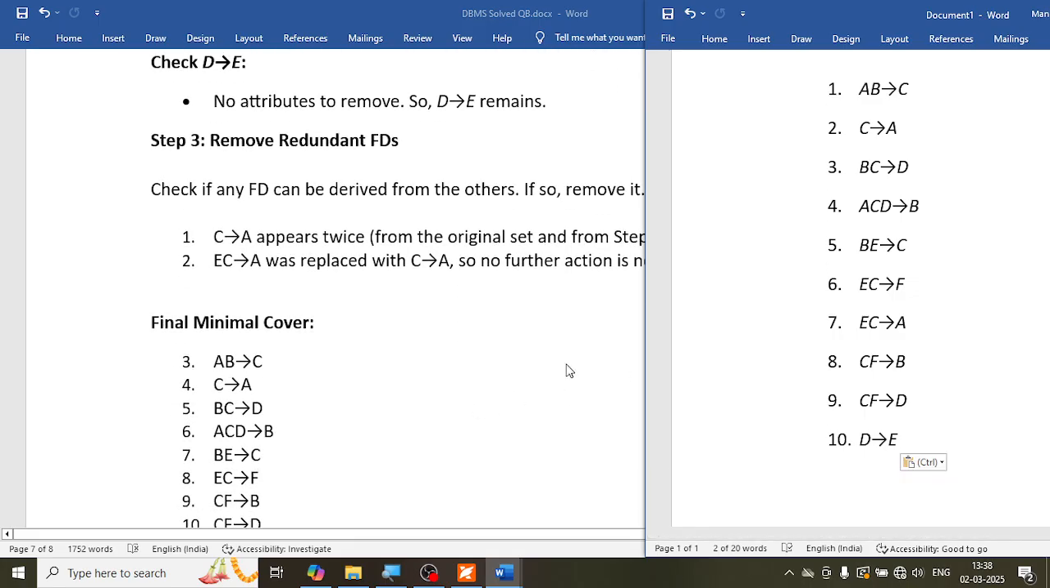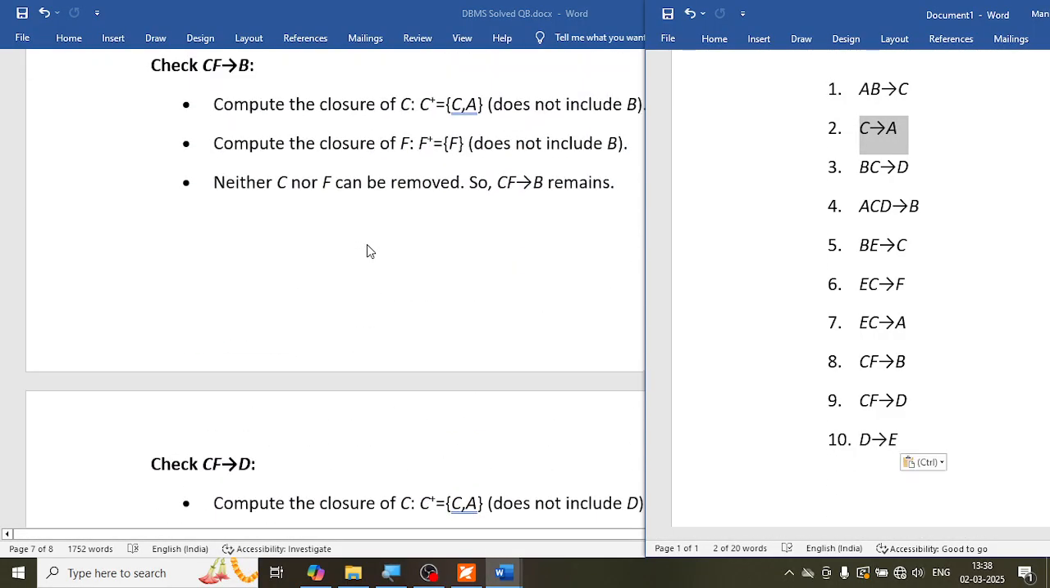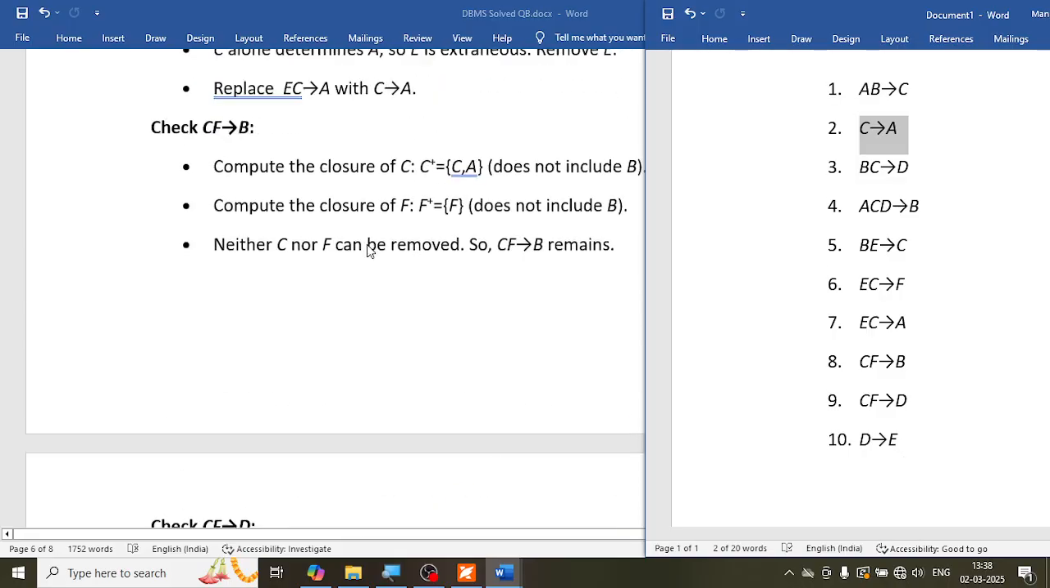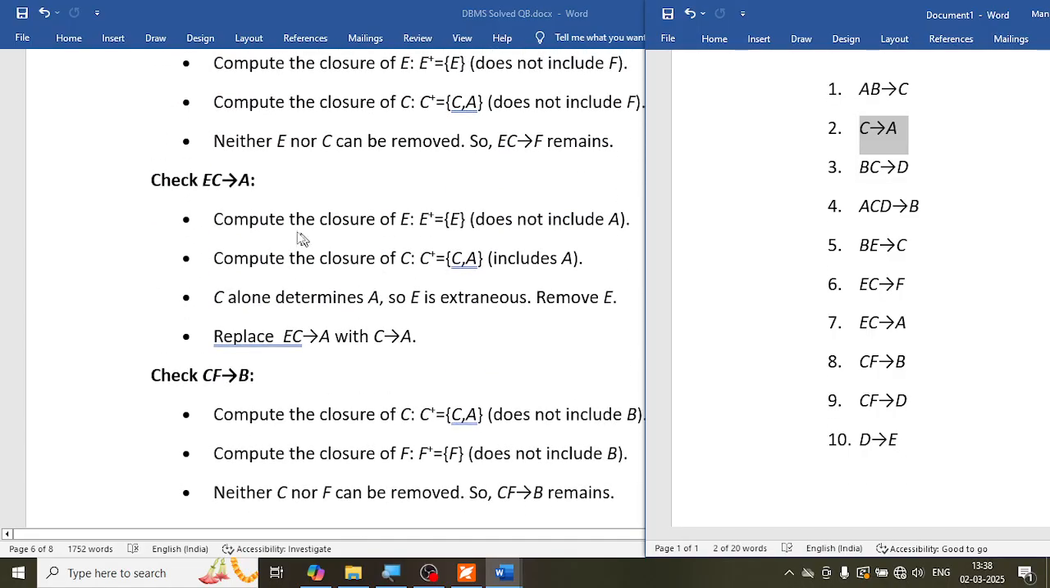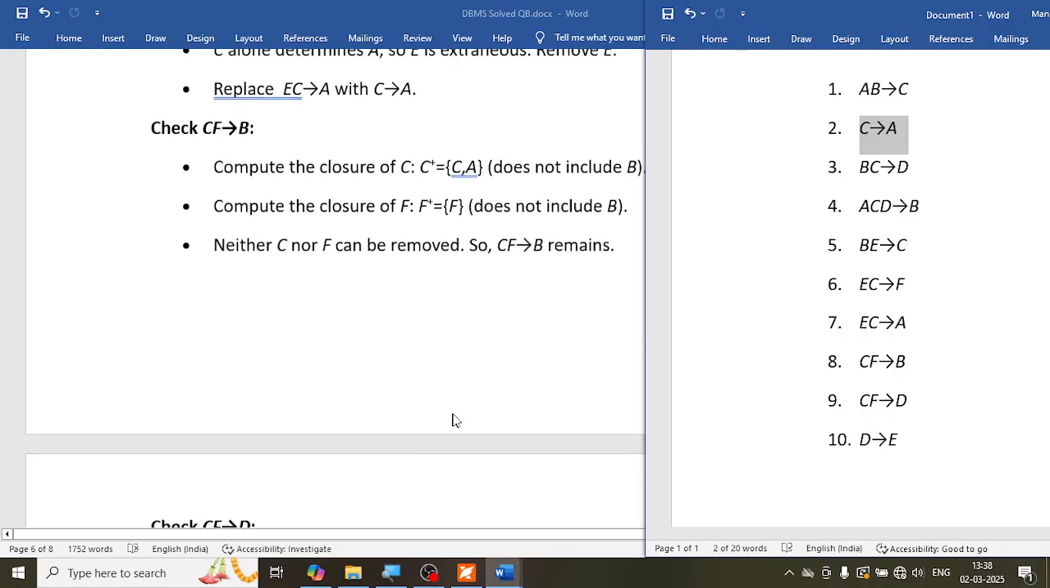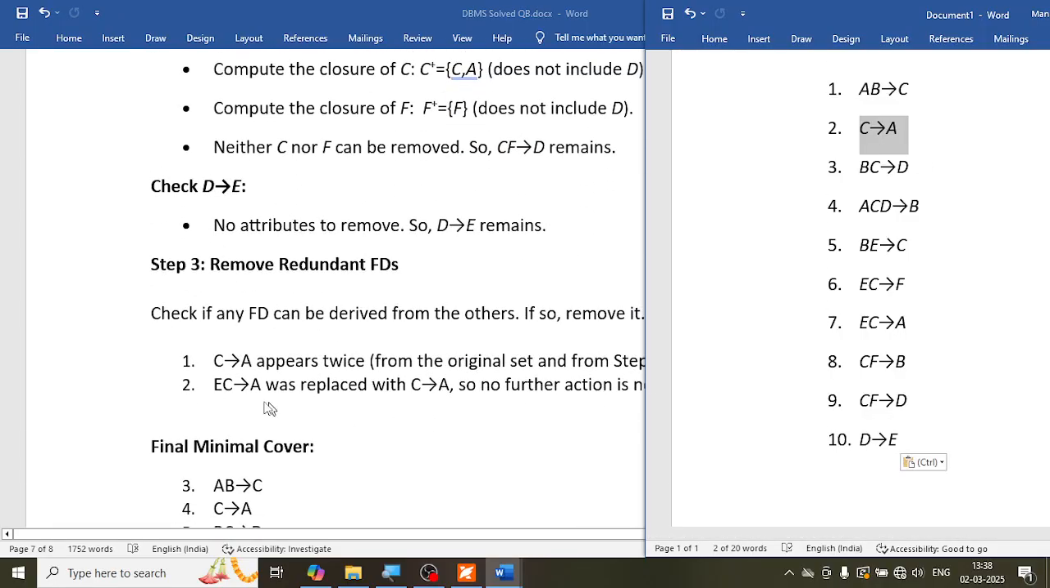And the last one is now when we try to do it, you notice that C derives A. It is already given, and after reduction, when we reduced this EC derives A, we eliminated E, and we got this relationship. It was already there, and we got the same relationship. This is redundant, so we will remove one. We will keep only one of them. We will not repeat them. So we will just keep C derives A in this relationship.